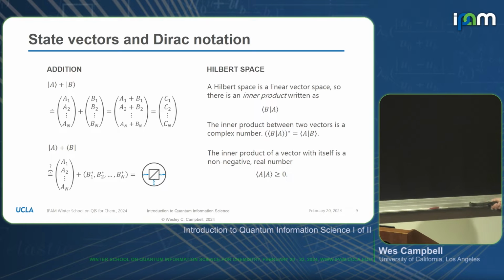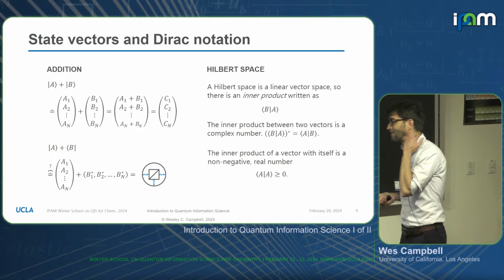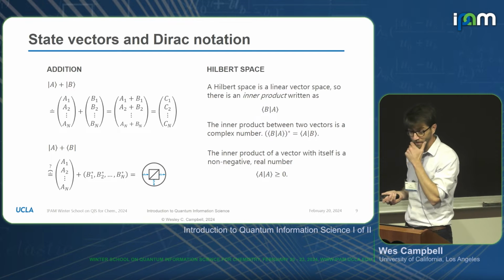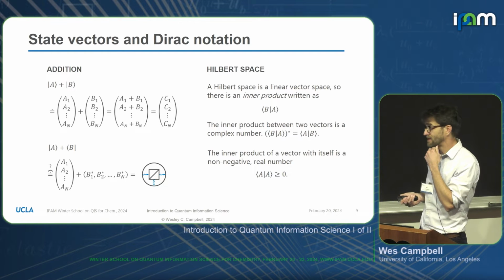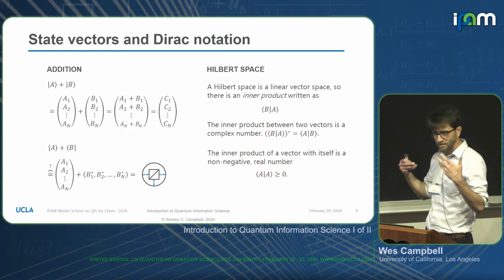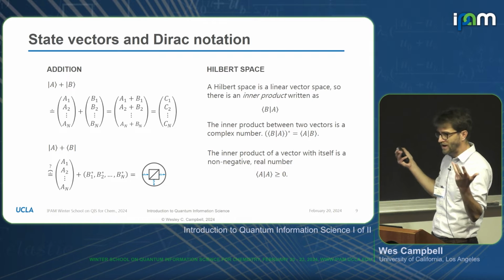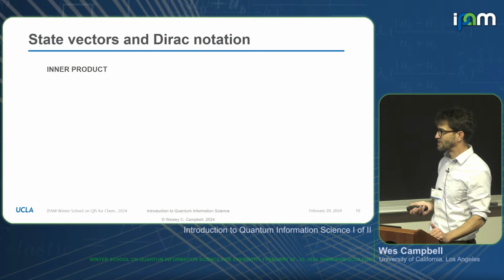The inner product of a vector with itself is not a complex number. It is a non-negative real number. So this is a little bit like the length of the vector. Much like if you had a vector in 3-space, some vector r, if you took r dot r, that tells you information about how long the vector is.